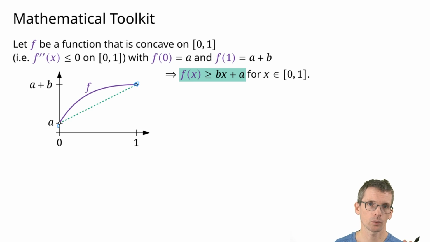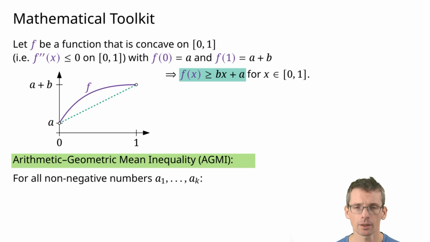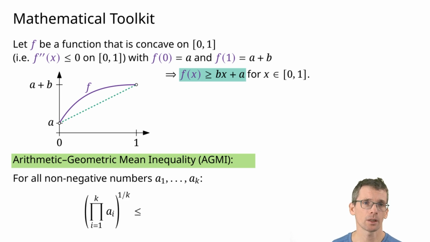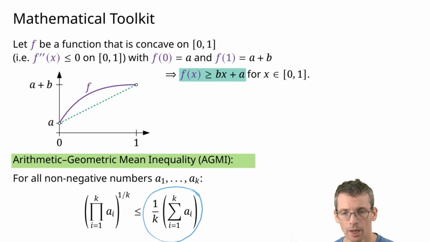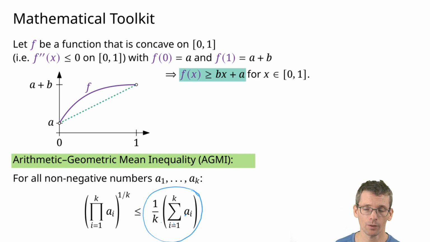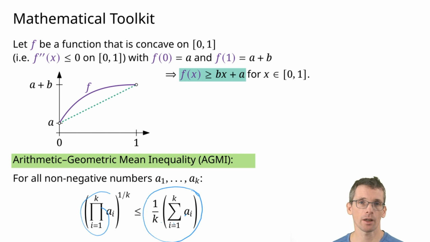Second tool that I need, the so-called arithmetic geometric mean inequality. Sounds fancy, is not that complicated. If I have non-negative numbers, then the geometric mean is smaller or equal to the arithmetic mean. Arithmetic mean, we all know, is simply the average over all elements, that we get by summing them up and dividing by the number of elements. For the geometric mean we instead take the product and then the kth root. And this is smaller or equal to the arithmetic mean.